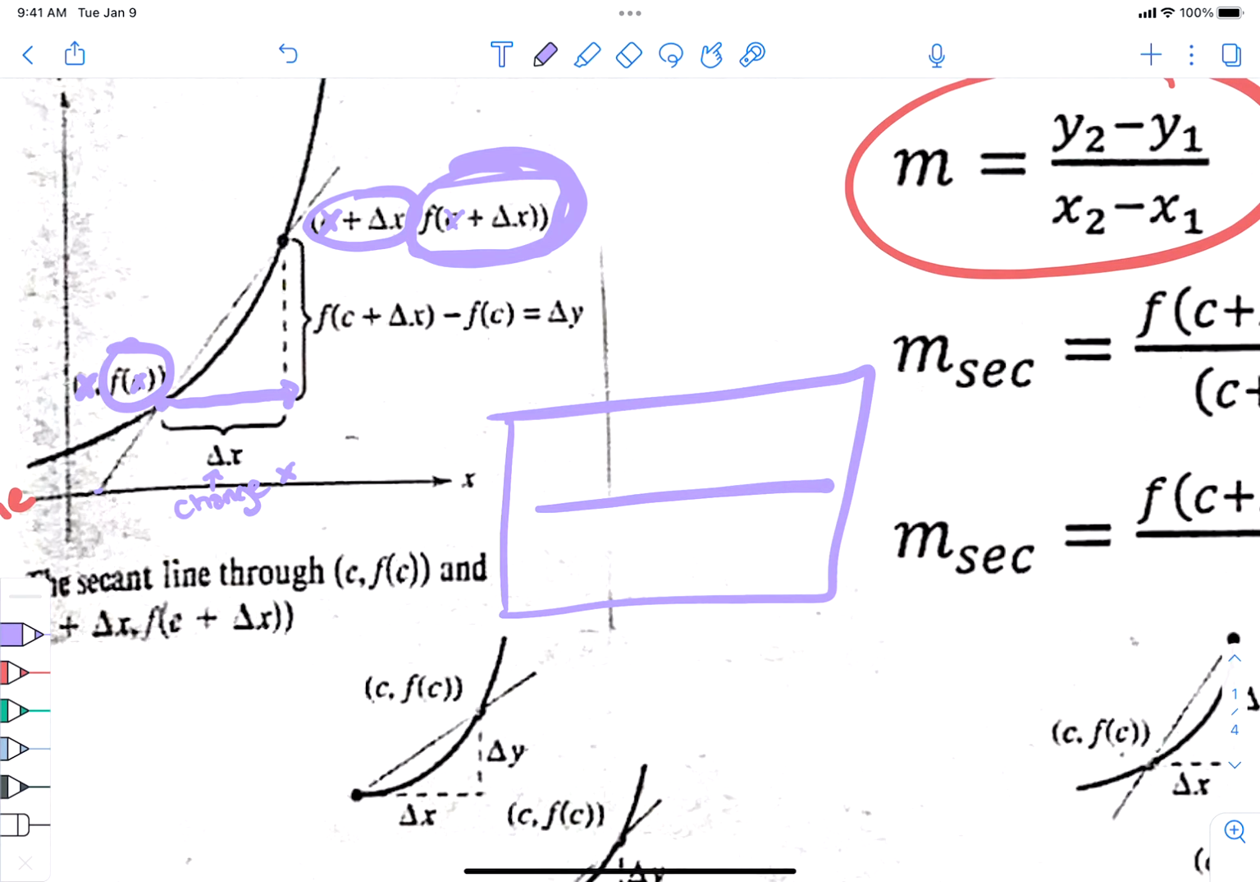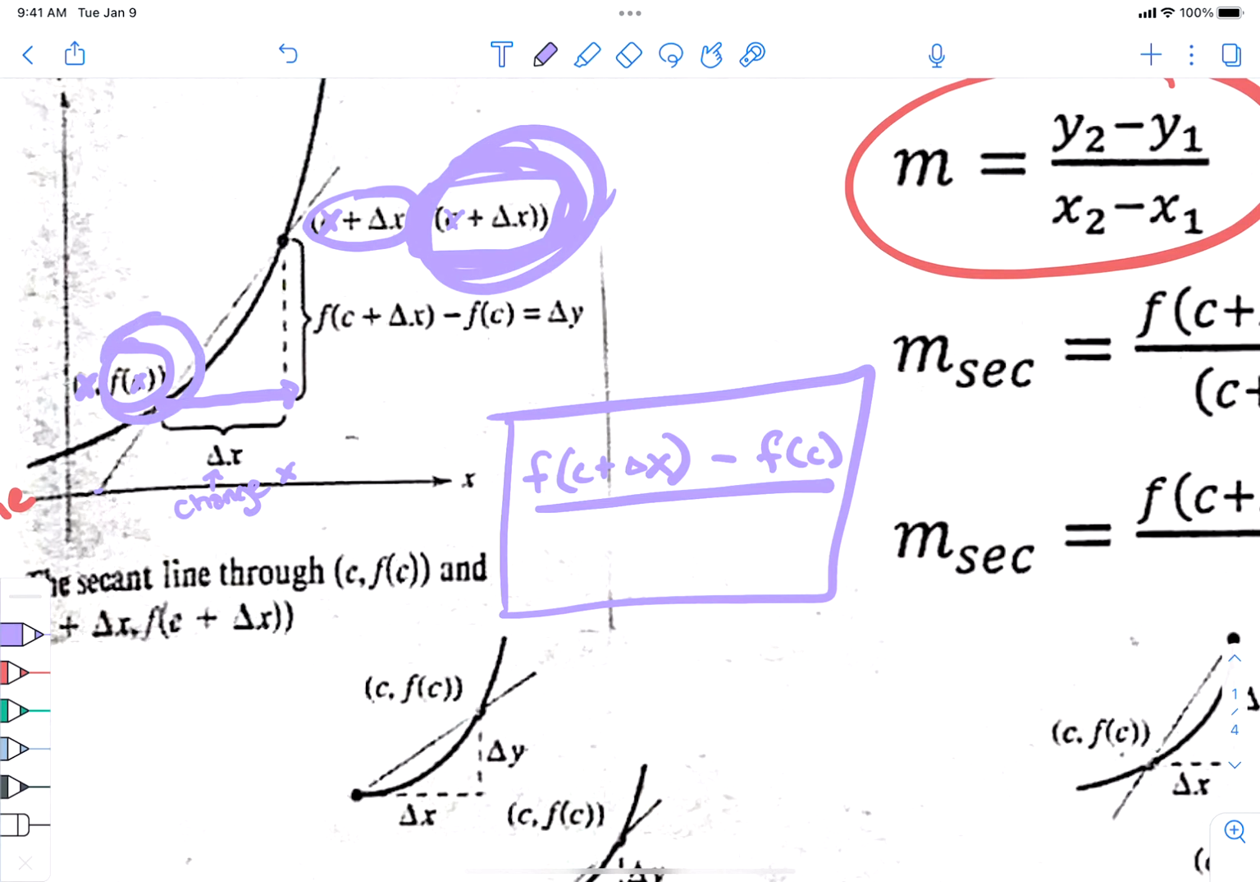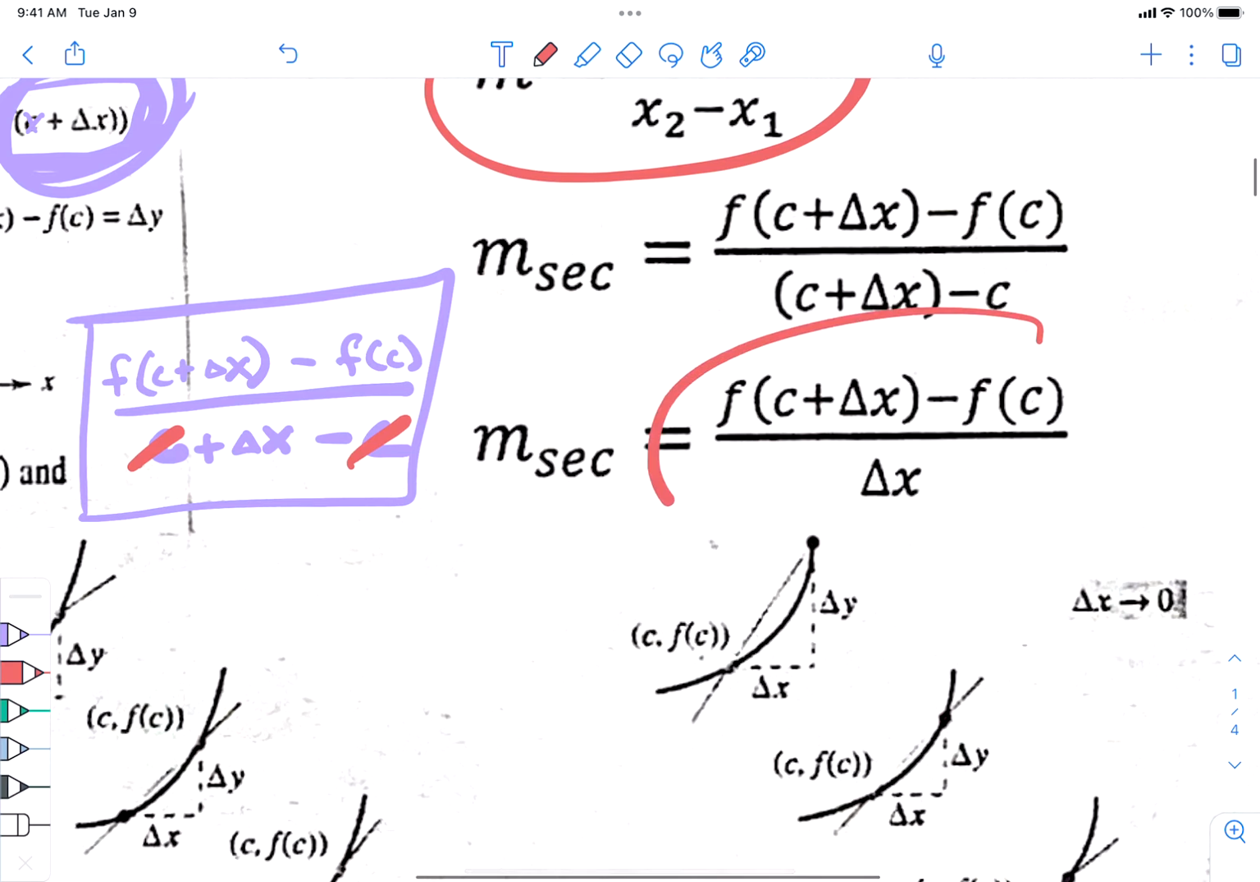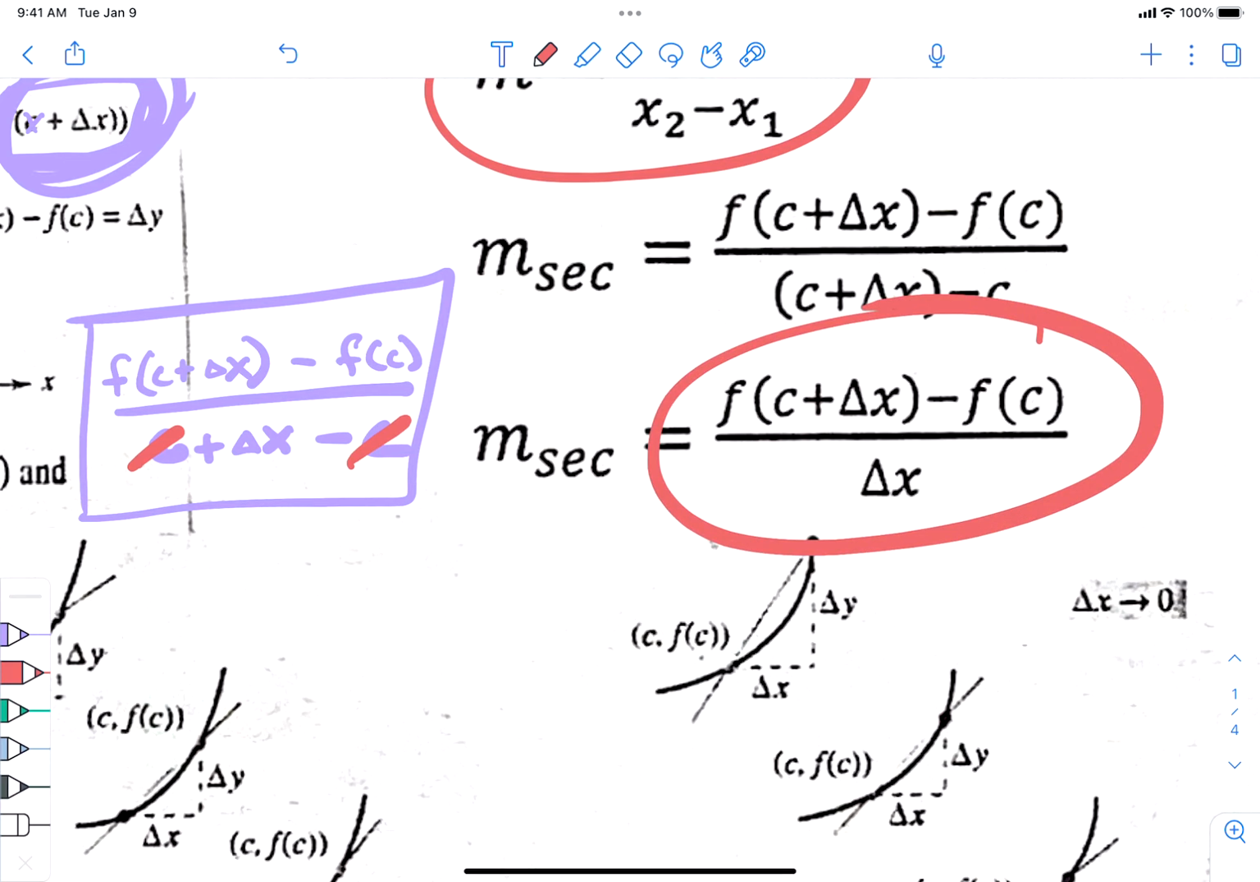If I do my slope, y2 minus y1, it's f of c plus the change in x minus f of c. That's this y coordinate minus this y coordinate, over the x coordinate on top, c plus the change in x, minus this coordinate, which is just c. So we're finding slope. Won't the c's in the bottom cancel out? Yes, they will. That gets us to just this function right here: f of c plus the change in x minus f of c, all over the change in x.